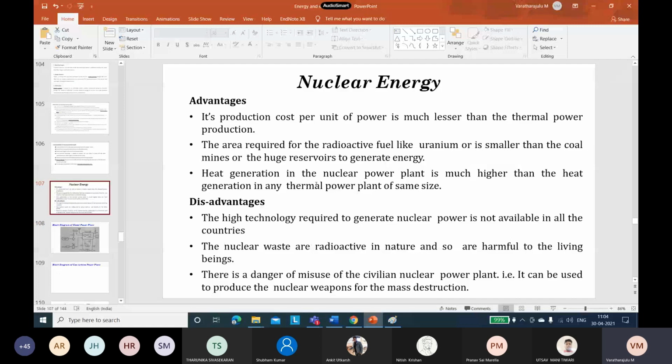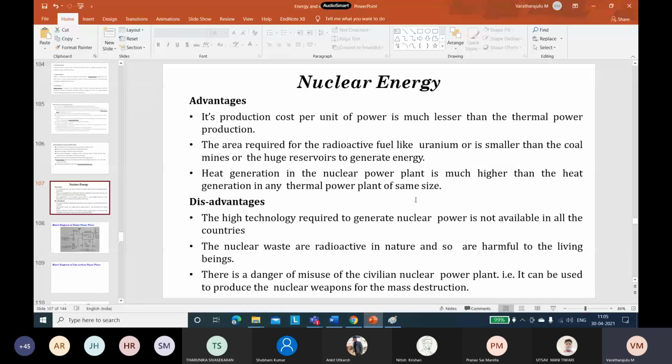The nuclear power plant requires very small fuel compared to fossil fuels. 1 metric ton of uranium fuel is equal to 3 million metric tons of coal, which is equal to 12 million barrels of oil. Fuel transportation cost is less, and the fuel storage facility is not needed as in the case of a thermal power station. And the space requirement is less compared to other power plants of equal capacity.